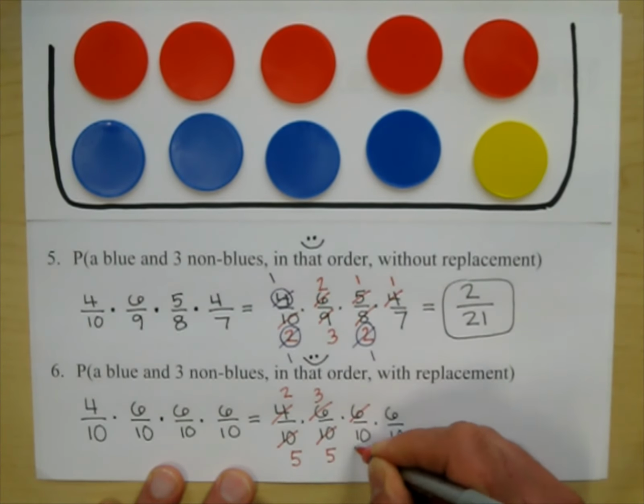Let's go ahead and do some other kinds of problems. Now notice, the 6 problems that we did were said in that order. So what happens if it's not necessarily in that order? And that's what we're going to do now.